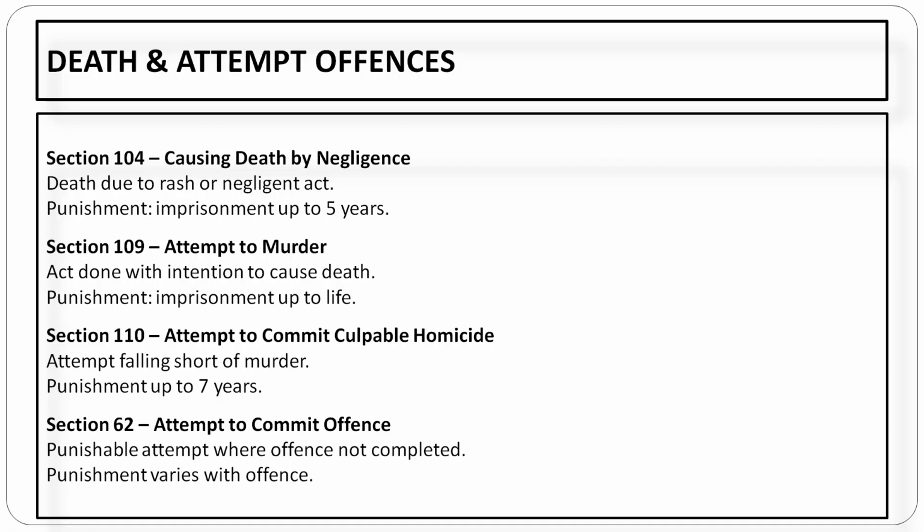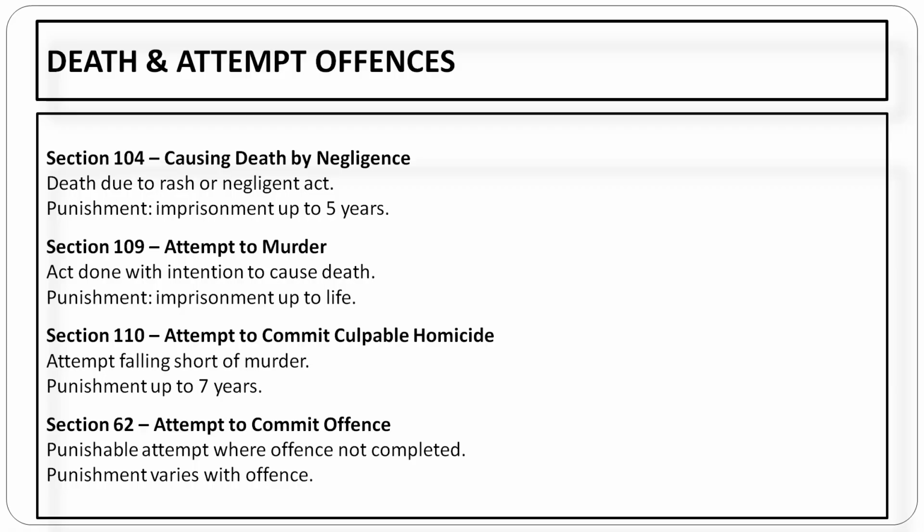Section 104, causing death by negligence. It applies when a person causes death due to a rash or careless act. There is no intention to kill in such cases. Examples include careless driving or unsafe acts. The focus is on lack of proper care and caution. The punishment can be imprisonment up to 5 years.